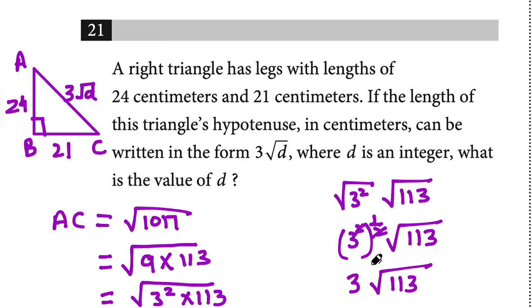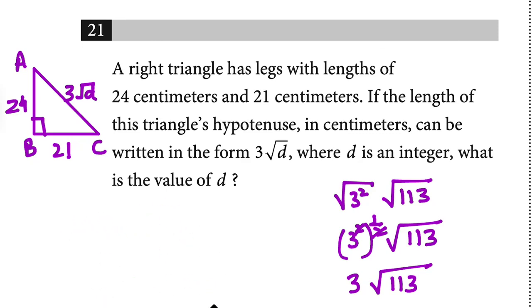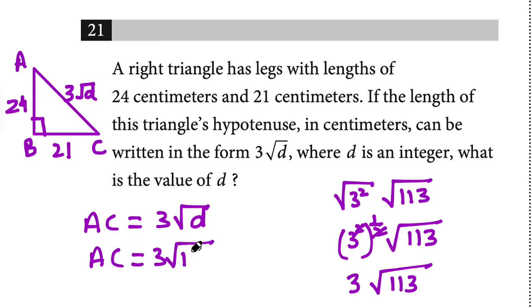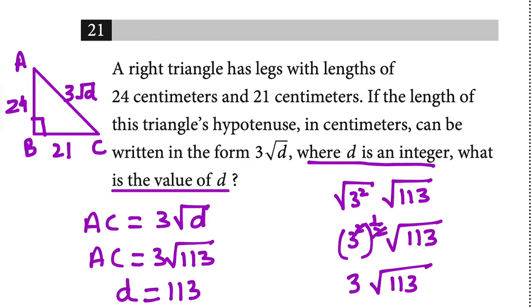Now let's see what the question says. The question says AC is equal to 3 root d. And what we have calculated is AC equals 3 root 113. So what is the question? Where d is an integer, what is the value of d? So what is d? It is what is inside the square root sign. So the value of d is 113. Correct?